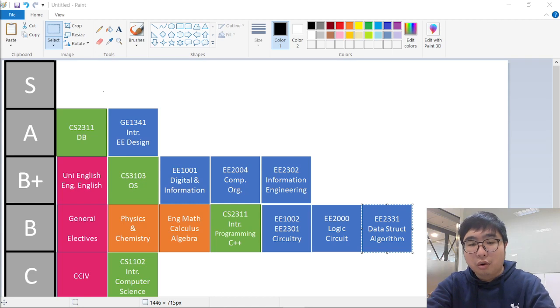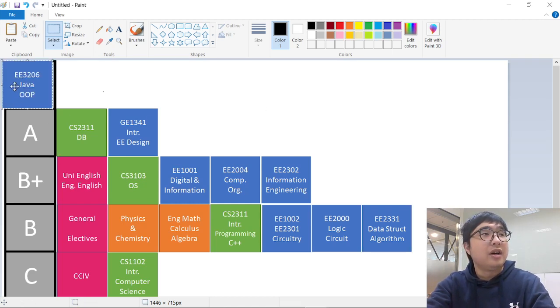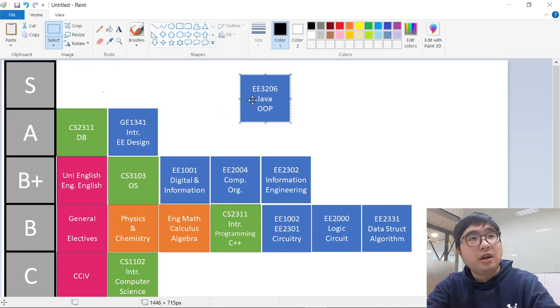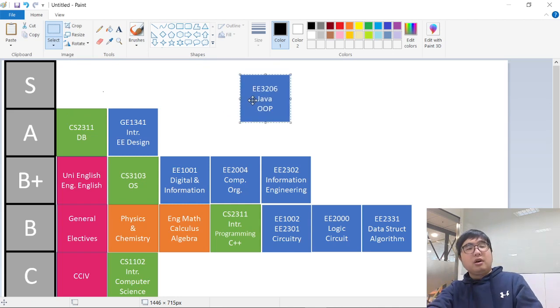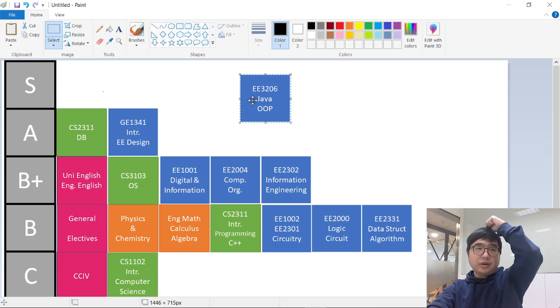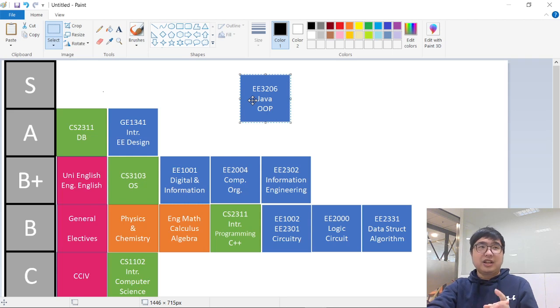And another course, which is its successor, is called the EE 3206. It's about Java programming, and more than that, it's object-oriented programming. It also has high loading and high difficulty, and the structure is basically the same, and the curriculum structure is pretty much the same.